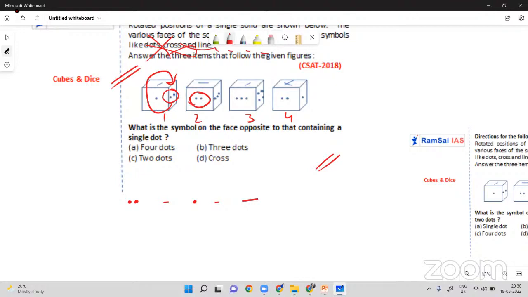Now from here, double dot and a line. Double dot, a line, and wait, did I make any mistake? 2, single and line.